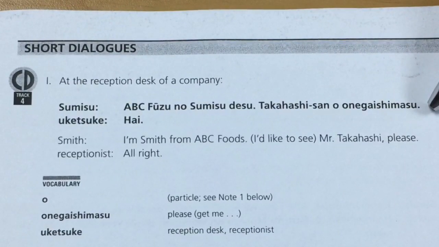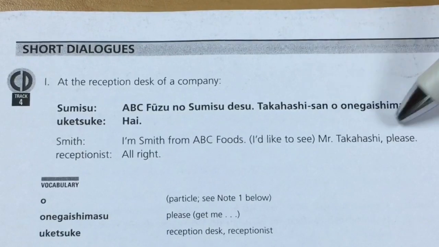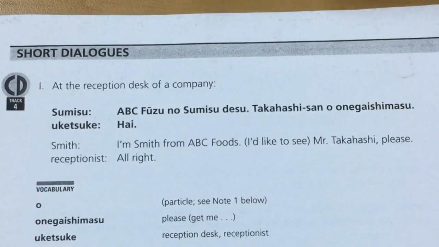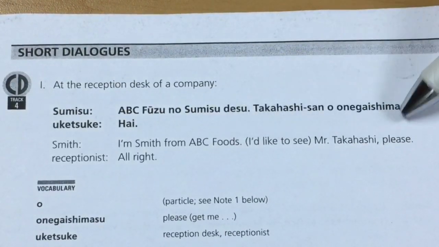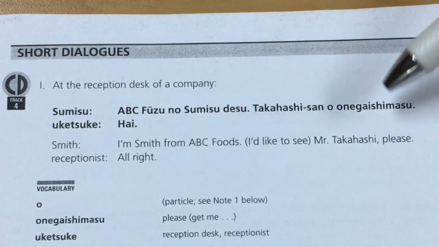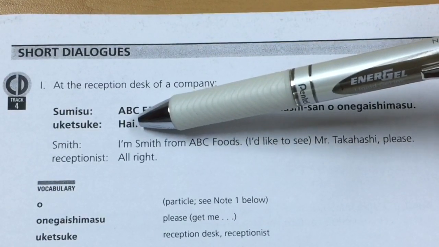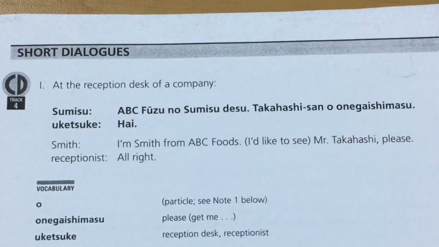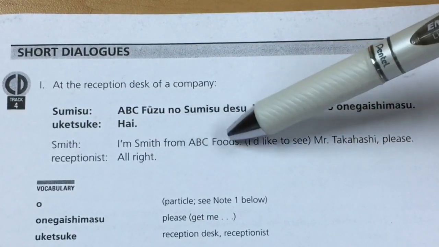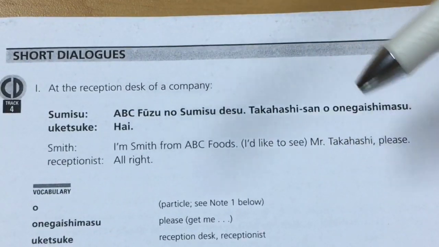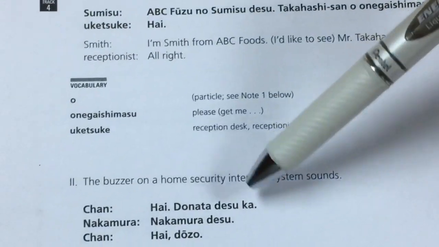Onegai shimasu means please. When you ask to do something with a permission from somebody, you say onegai shimasu. Can I do this? Onegai shimasu. Takahashi-san o onegai shimasu. This is an expression mean can I have Mr. Takahashi or can I speak to Mr. Takahashi? The receptionist say hai, yes. This is a way to say yes in Japanese. If you say no, you say iie with double I and E. Read as iie, no. Hai, yes, iie, no. Okay, the next dialogue.